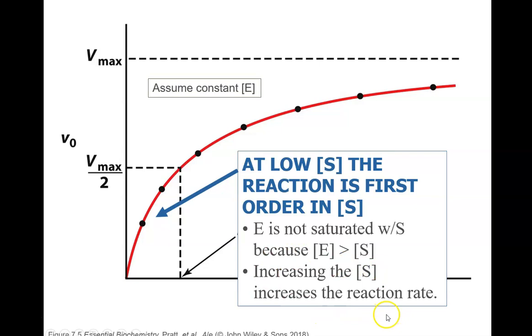So that means if I increase the substrate concentration, I can increase the reaction rate. And again, we're assuming that in all of these experiments, represented by each one of these points, the enzyme concentration is constant.